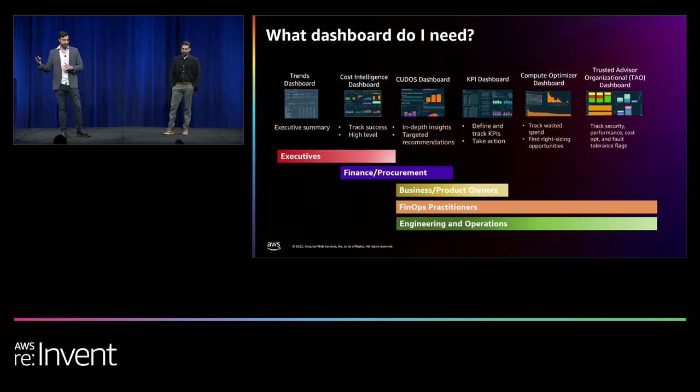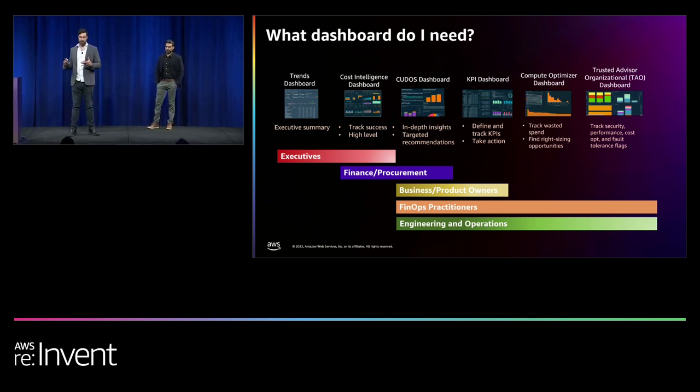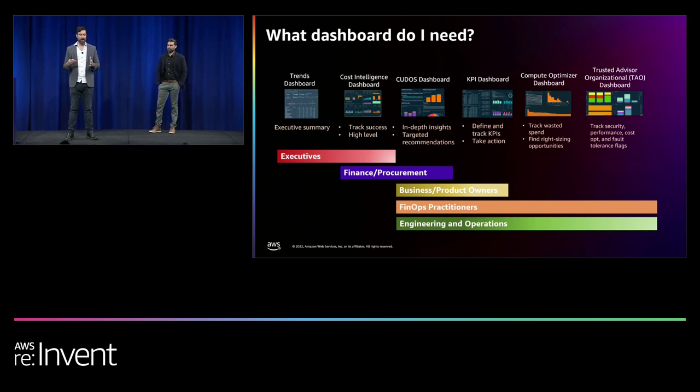All the way back onto the right, which is the Trusted Advisor and Compute Optimizer dashboards, we talked about that as a source of information. These dashboards are very FinOpsy because they are just about helping you find all of the individual resources that are over-provisioned or under-provisioned and need to be right-sized.